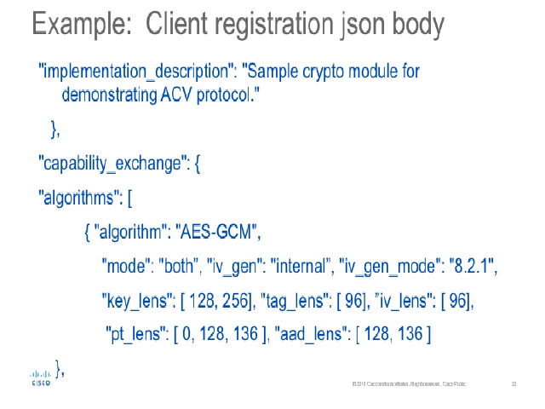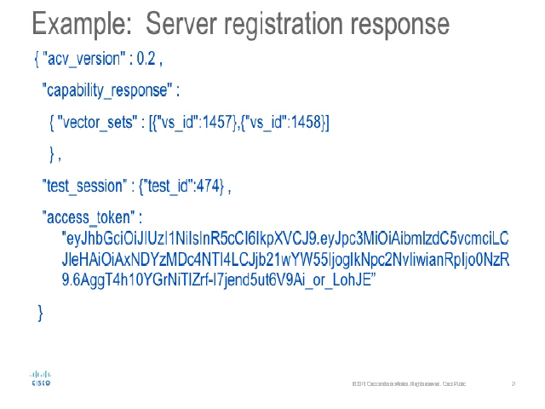The server responds with a capability response and provides a list of vector sets. Again, those represent a CAVS file, a session ID, and an access token. This is the JSON web token, which basically gives authorization for the client back to the server.